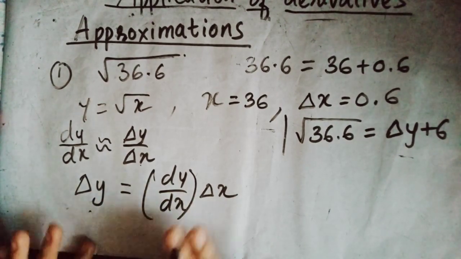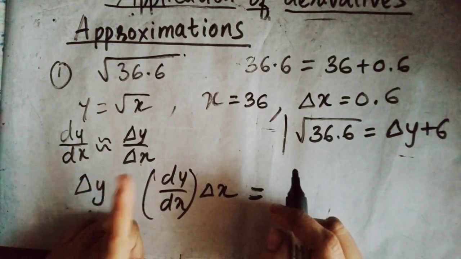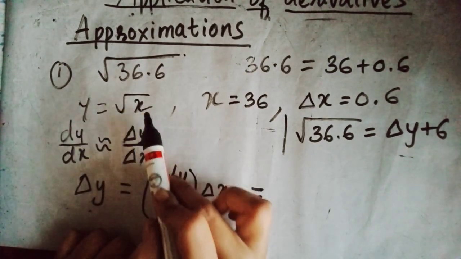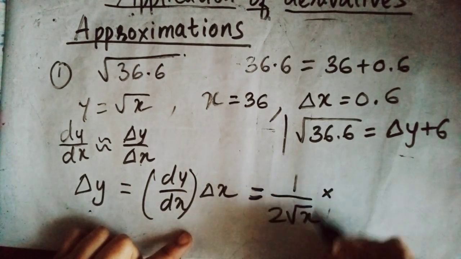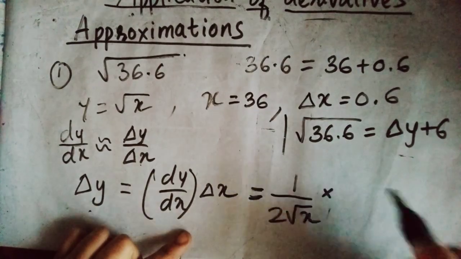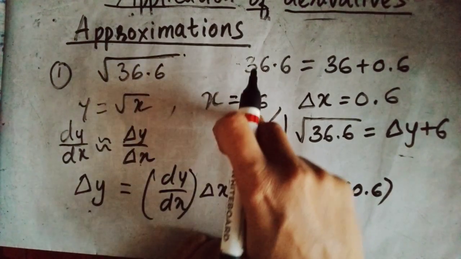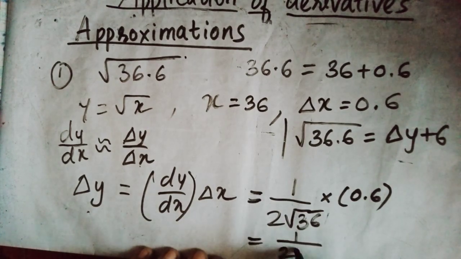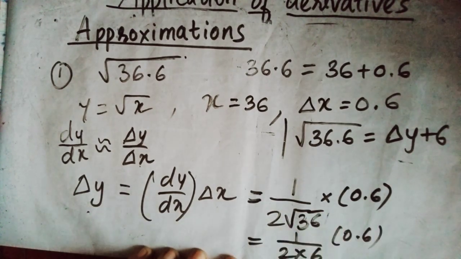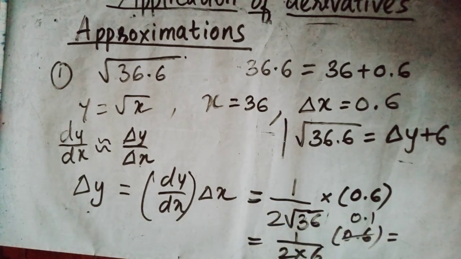Now you have to find this. What is the derivative of y? Y is root x, right? So the derivative of root x is 1 upon 2 root x, into delta x. Delta x value is 0.6, and we know the value of x, which is 36. So this will be 1 upon 2 into 6 into 0.6, which is 0.1 by 2, that is 1 upon 20.